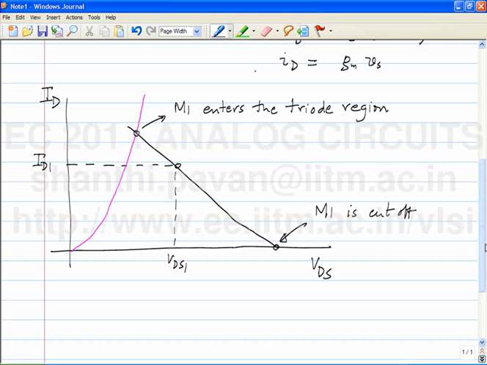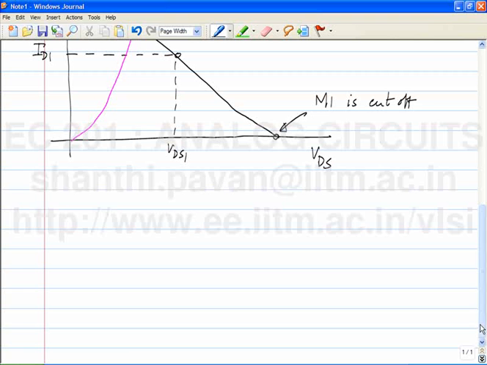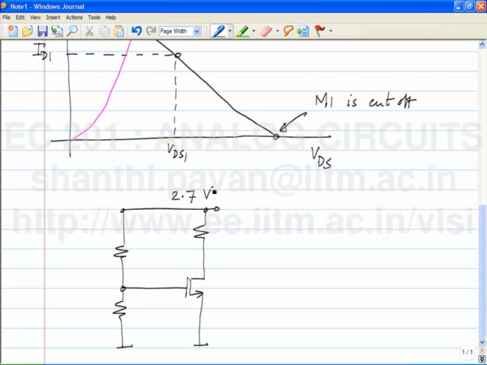So let me just take a quick example so that we drive home the point. Let me say this was 2.7 volts, this was 2 meg, this is 700K, mu n Cox of the transistor was, what are the units of mu n Cox? Amperes per volt square, and typically in microelectronics work we mostly deal with microamperes of current. So it makes sense to express it in microamperes per volt square.